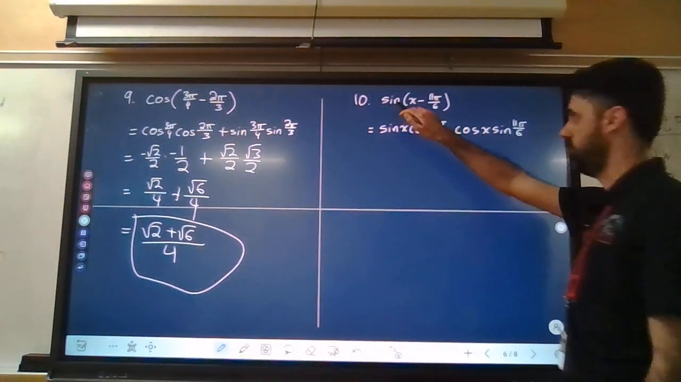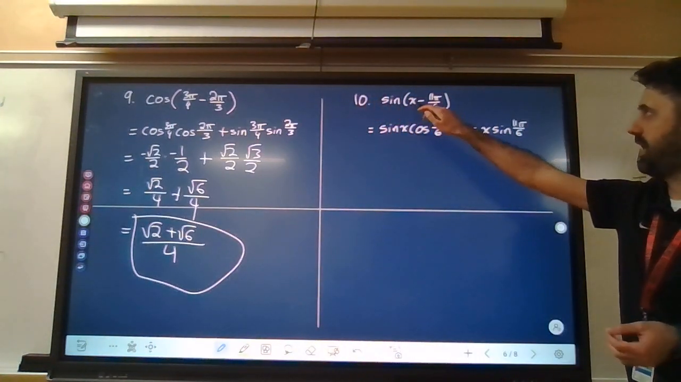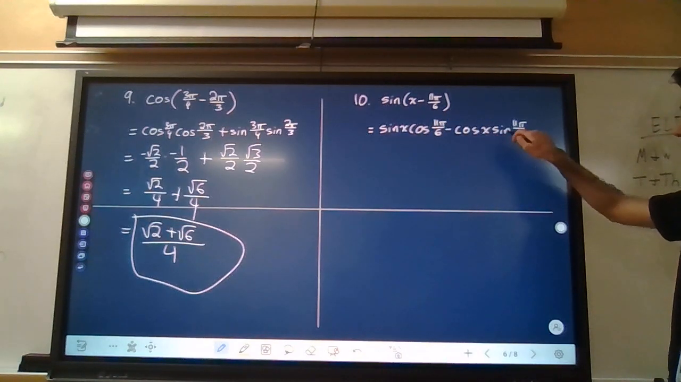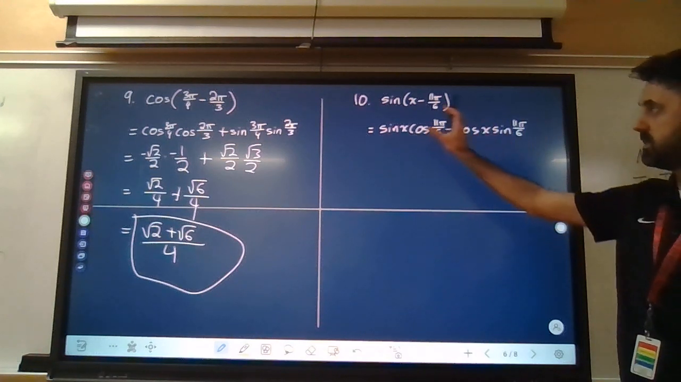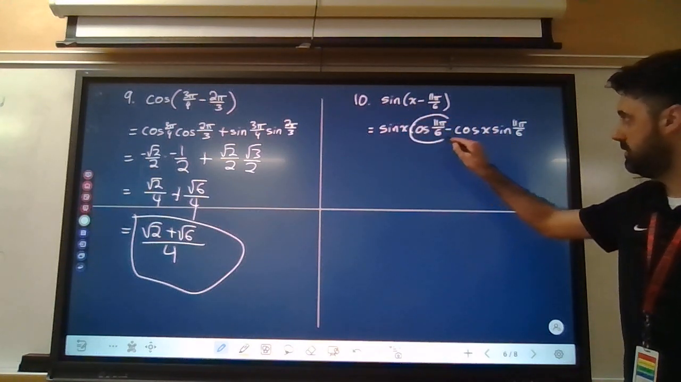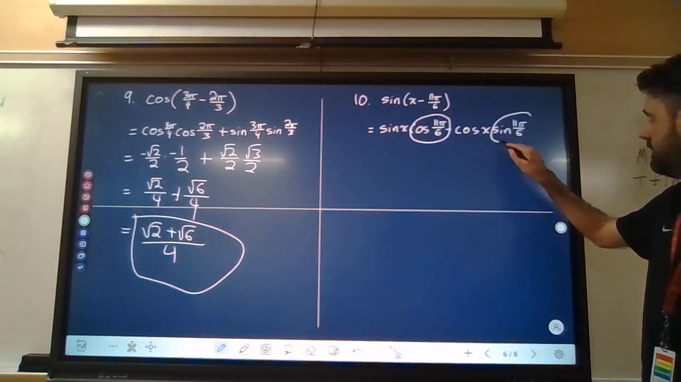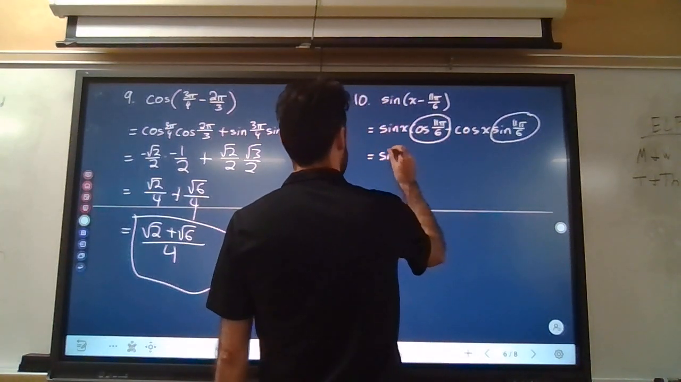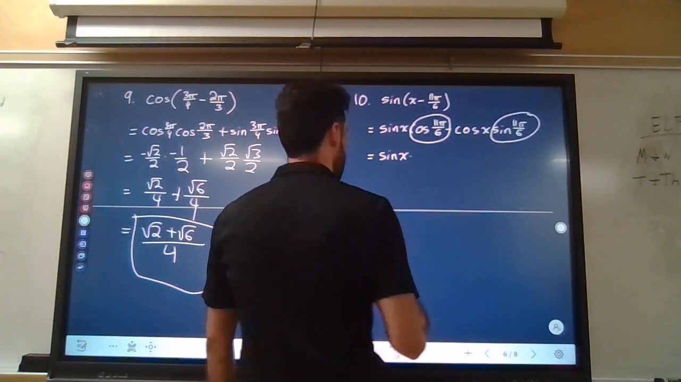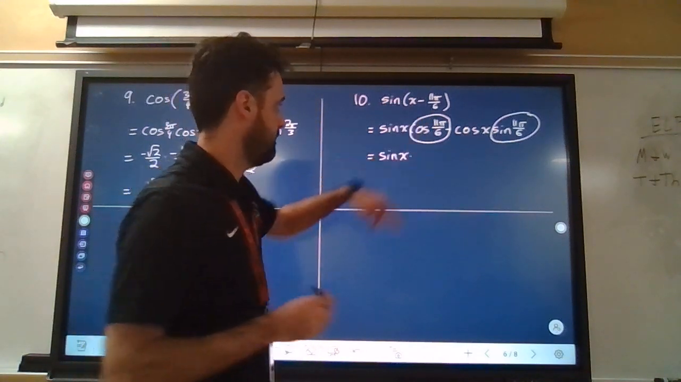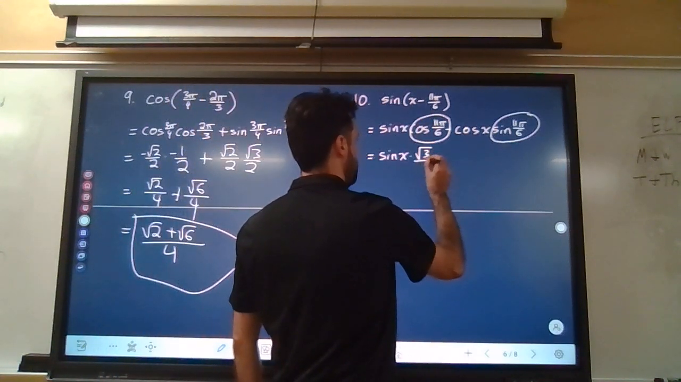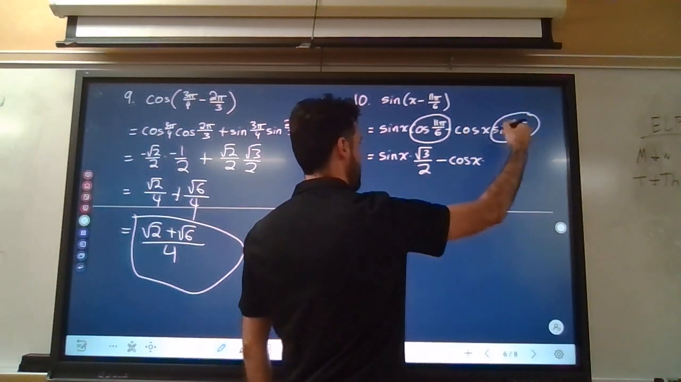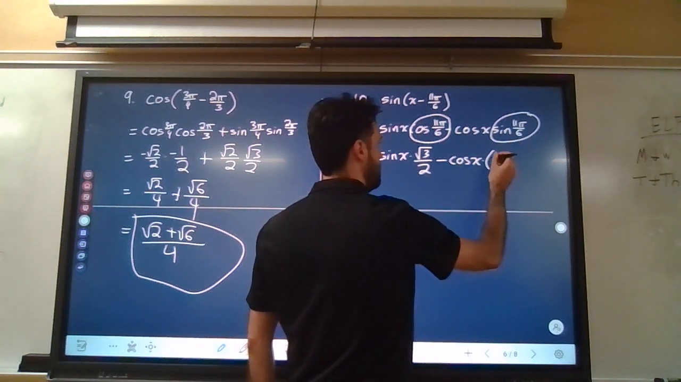This one is also sine. Well, this one's sine instead of cosine, but it's sine of a minus b. So it's sine A cosine B minus cosine A sine B. All right, we're going to use our unit circle to simplify just these two right here. So it's going to give us the sine of x times the x coordinate at 11 pi over 6, which is the square root of 3 over 2, minus cosine of x times the sine at 11 pi over 6, which is negative 1/2.